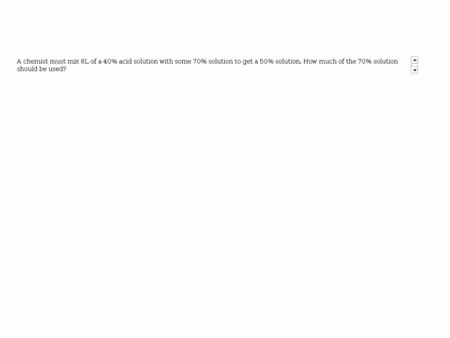Okay, let's do this mixture problem. Somebody read this problem for us. A chemist must mix 8 liters of a 40% acid solution with some 70% solution to get a 50% solution. How much of the 70% solution should be used? Okay, very good. So this is a mixture problem.